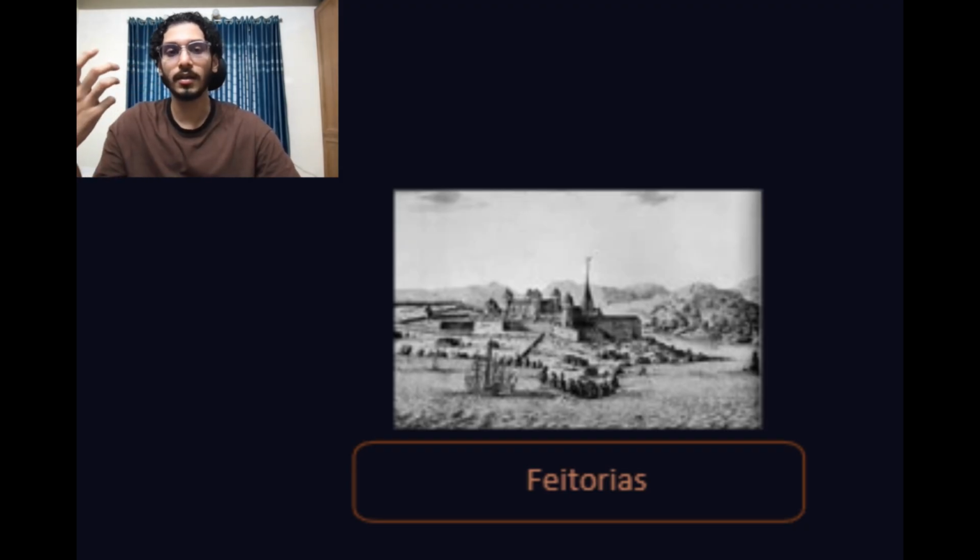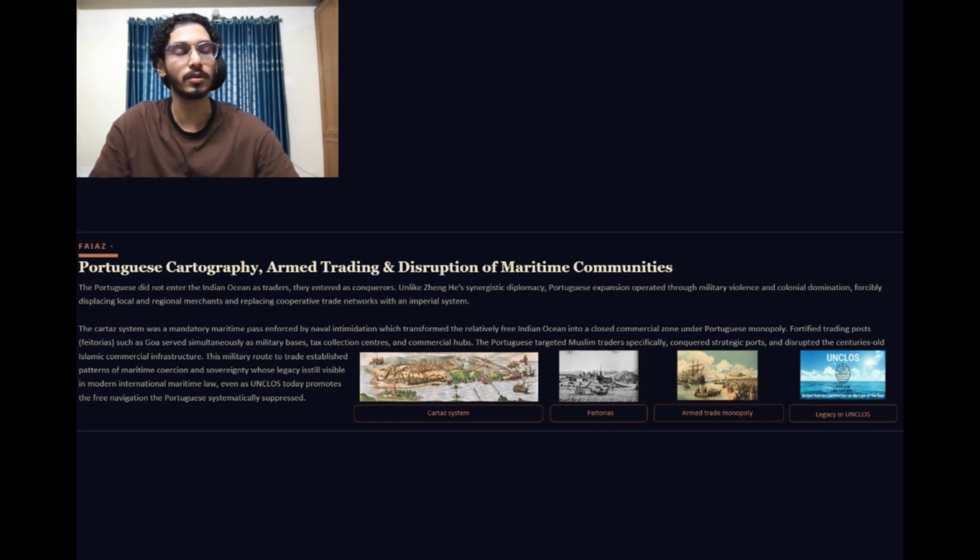Goa in India is a famous example. The Portuguese would set up these most important, most strategic points along the ocean, basically the checkpoints of the sea. If you control the checkpoints, you control the flow of everything passing through them.